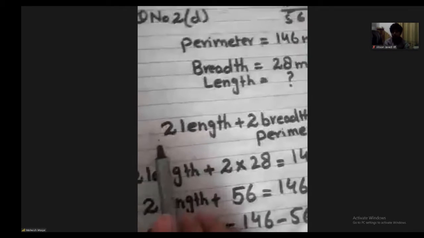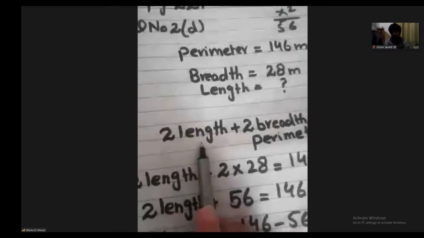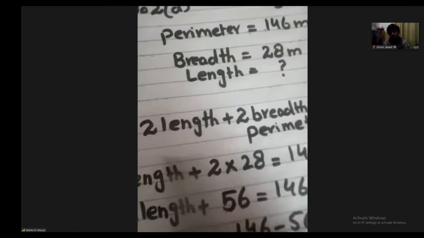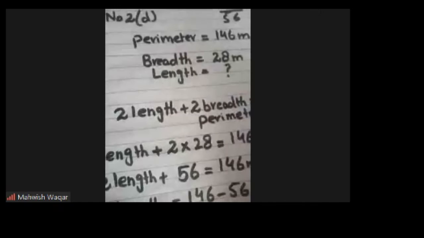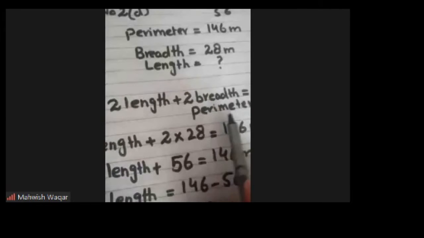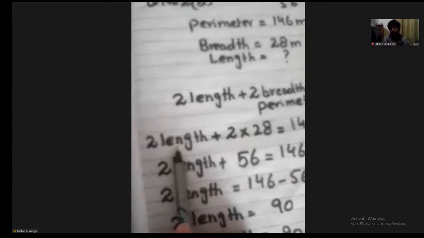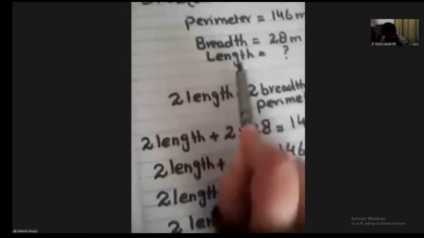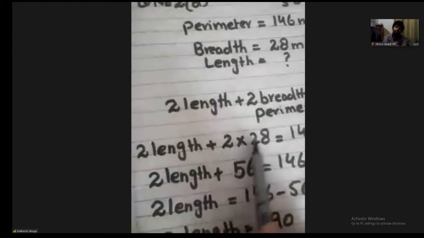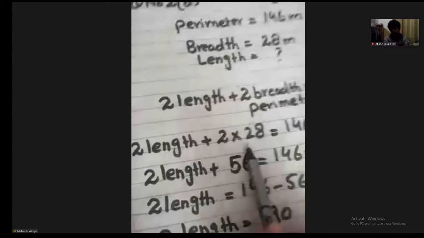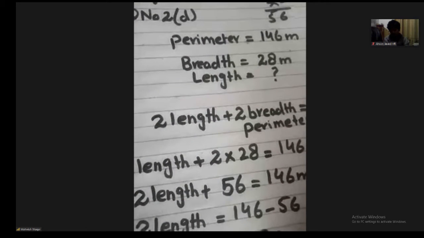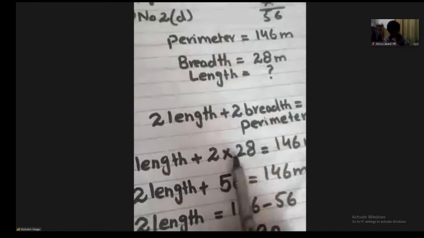Perimeter of rectangle is equals to 2 times length plus 2 times breadth. Why 2 times? Because two opposite sides are equal. So 2 times length, as it is, we don't know the length, it will remain same because we have to find the length. 2 times breadth: in place of breadth we put 28, which was given in the question. Okay, in place of breadth we put 28, is equals to perimeter, in place of perimeter 146.